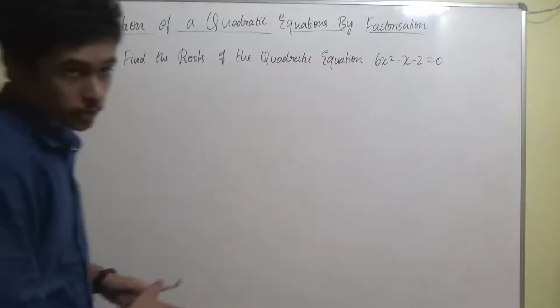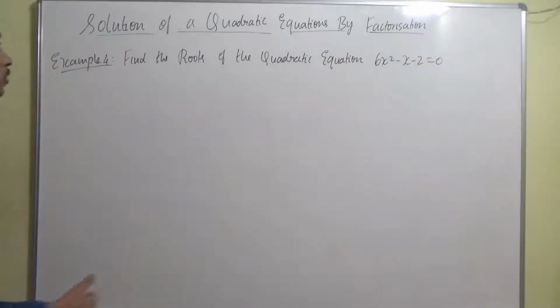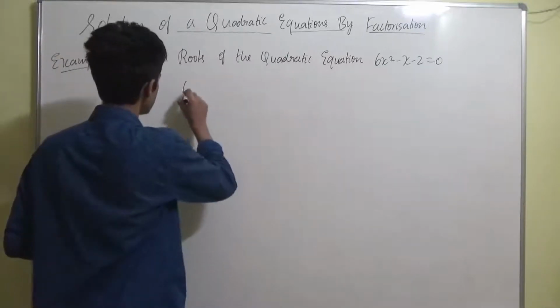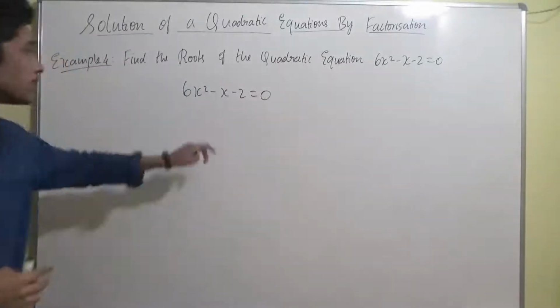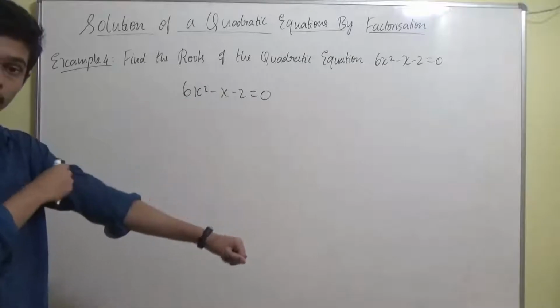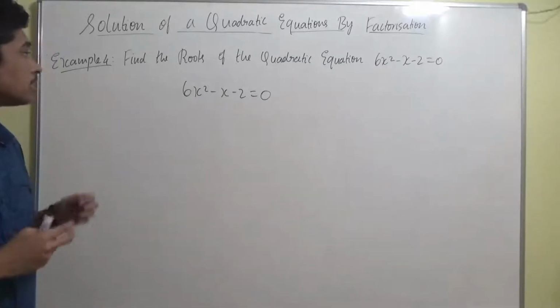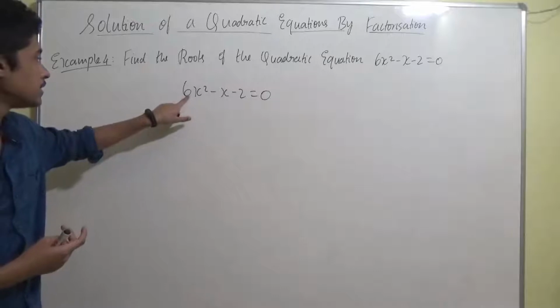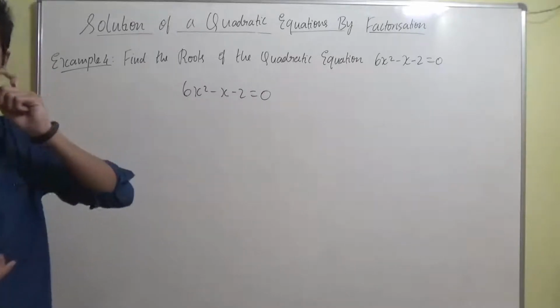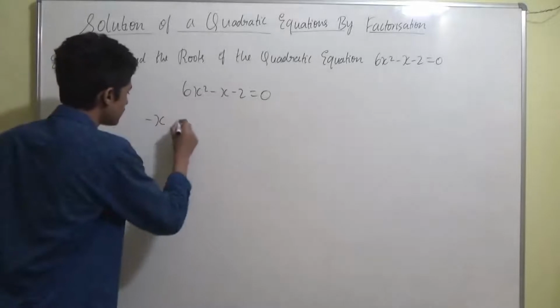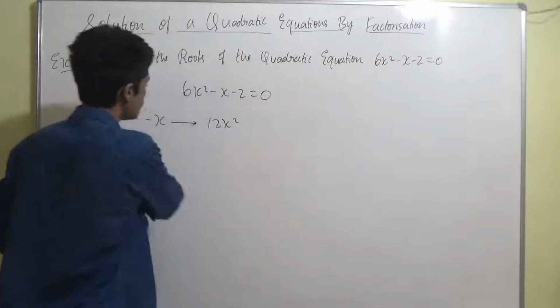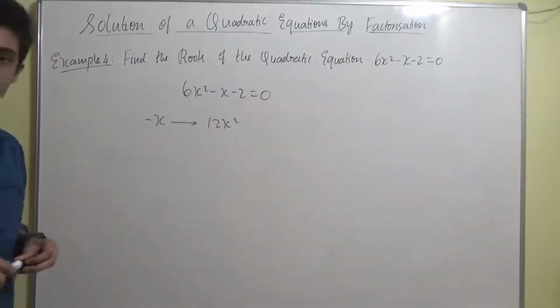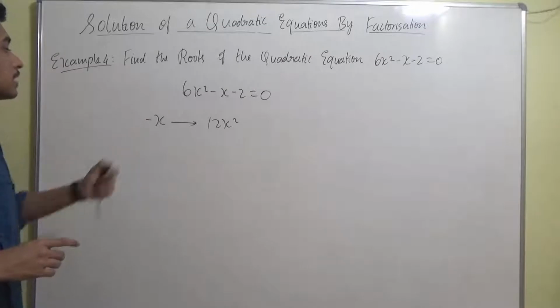So guys, now let's go to example 4. In example 4, we are going to find the roots of the quadratic equation 6x square minus x minus 2 equal to 0. So the equation is 6x square minus x minus 2 equal to 0. Now if you see, guys, the middle term is minus x. You have to split minus x in such a way that when you multiply them, you get 6x square into 2, that is 12x square, and when you add them, you get minus x back.